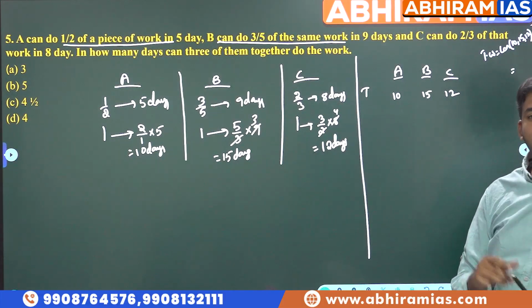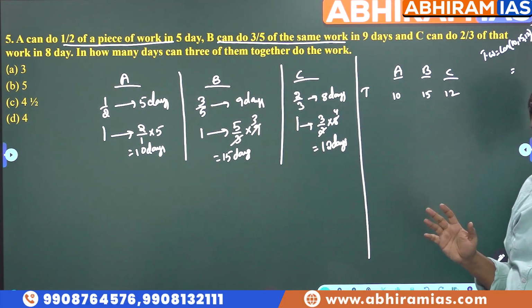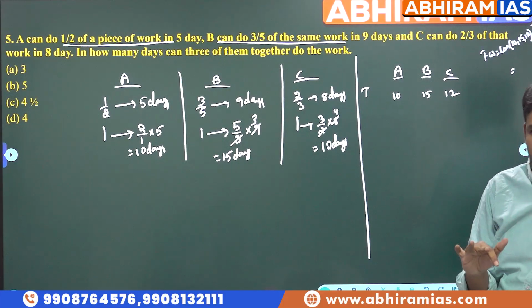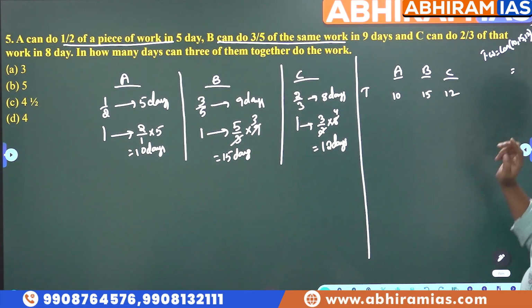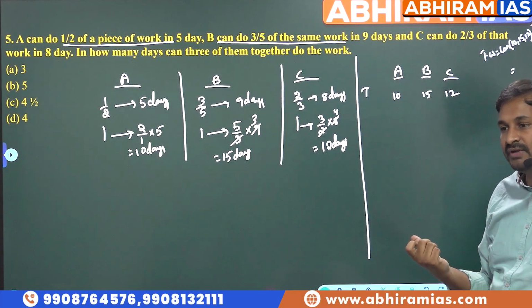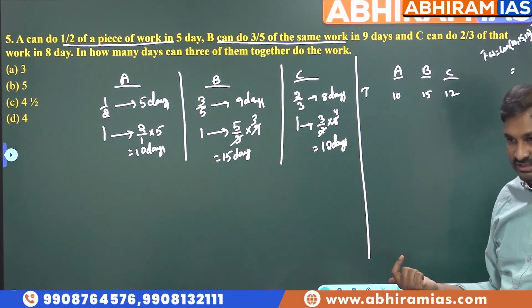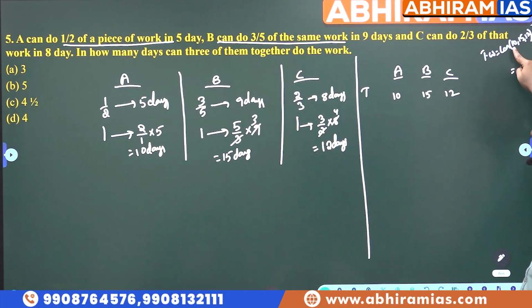60. Take the highest number. What is the highest number here? 15. Is 15 divisible by 10 and 12? No. Next multiple of 15 is 30. 30 is divisible by 10, but it is not divisible by 12. Next multiple of 15 is 45. It is not divisible by either of these two. Next multiple is 60. 60 is divisible by both 10 and 12. So our LCM here becomes 60, or total work becomes 60.